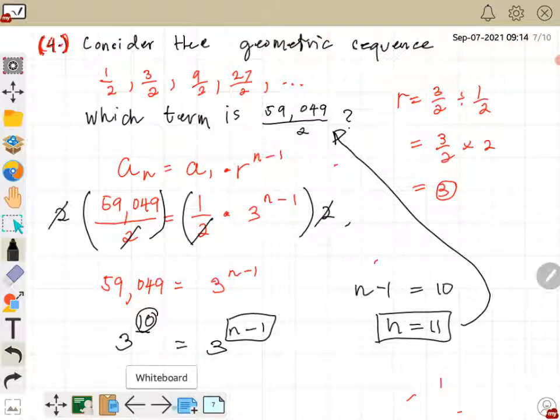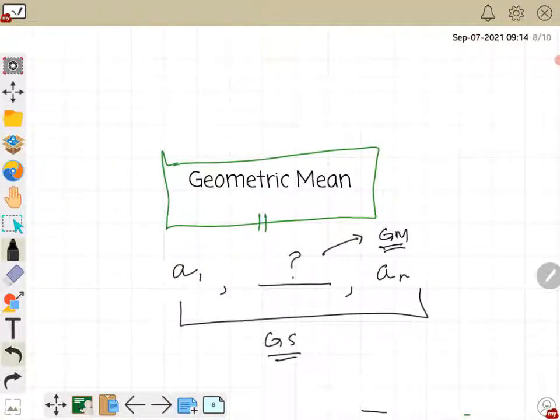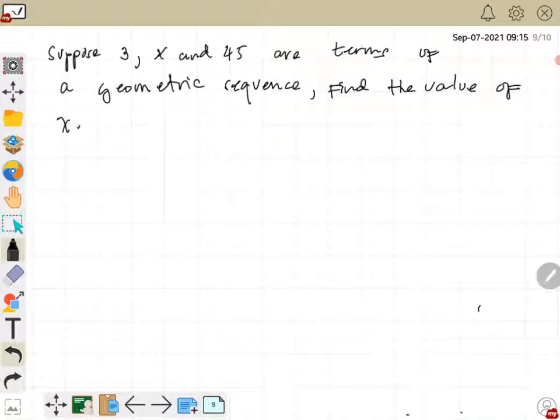Okay, let's proceed with the geometric mean. If we have an arithmetic sequence, we have arithmetic means; we have also a geometric mean. Suppose we have a sub 1 here, then a certain a sub n, and that middle value there will be called the geometric mean. So how do we get that? Suppose 3, x, 45 are terms of a geometric sequence, find the value of x.